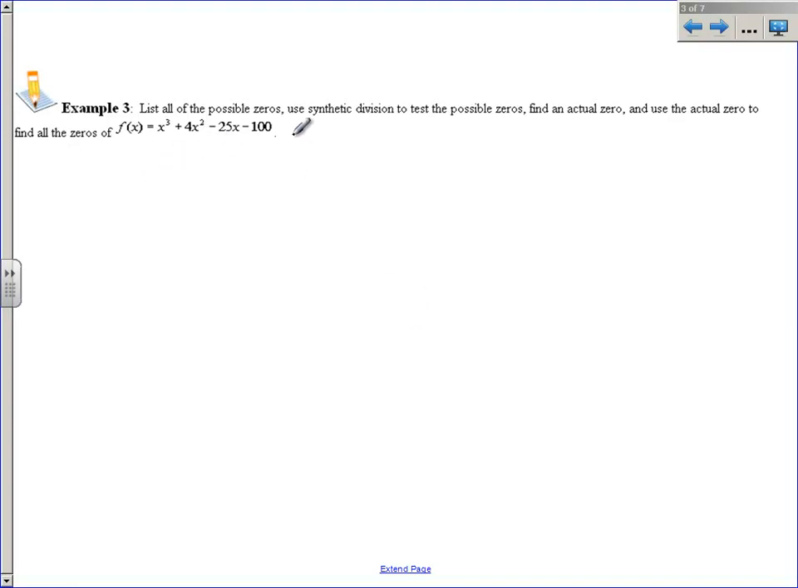So here is a polynomial, and our goal is to factor it all the way down to find all the roots. And so what we're going to do is start by listing all the possible zeros. So the possible rational roots are going to be, we're going to list all the factors of negative 100 we can think of.